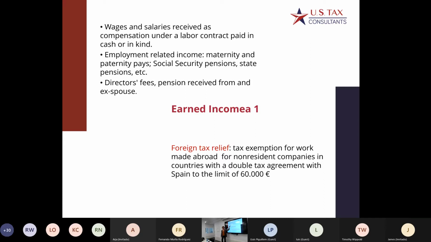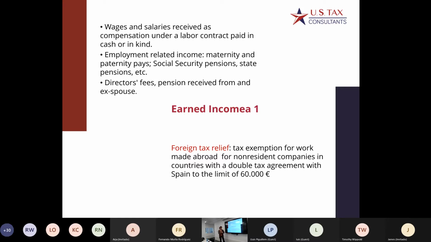And this one is not subject to withholding, because the one that pays is your spouse. So be aware of this one, because it's very common that when the moment comes to file the personal income tax return, there is usually a big amount to pay.